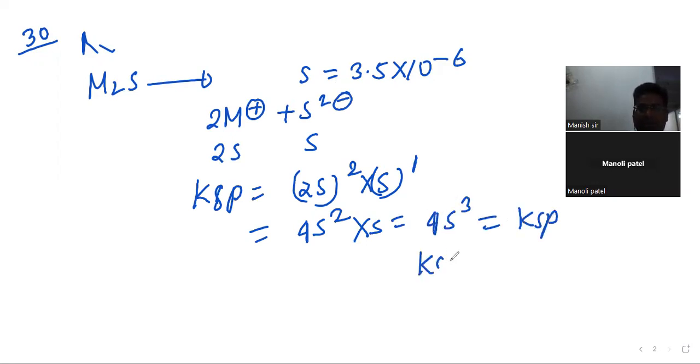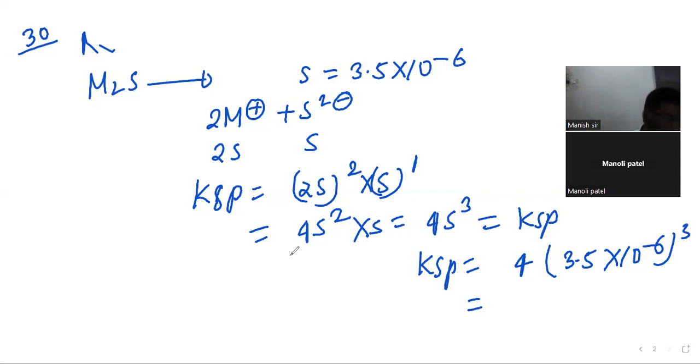So you have to find the solubility product. It will be 4 into (3.5 × 10^-6) raised to 3. Calculate the solubility product and in the final you will get 1.7 × 10^-16. Please write it down.